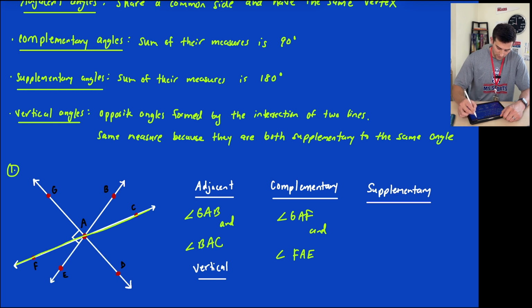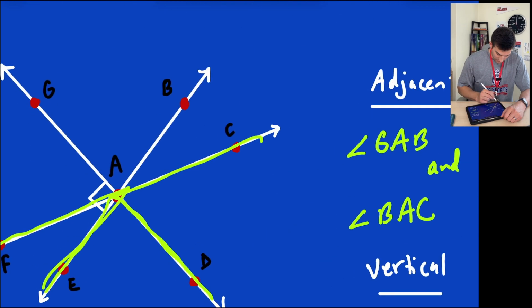So let me take that away so we can look at it. So let's go angle FAE, angle EAD, and lastly, angle DAC. Okay, all right, and lastly, let's do vertical. So let's see if we can take away the yellow here without getting rid of our diagram.